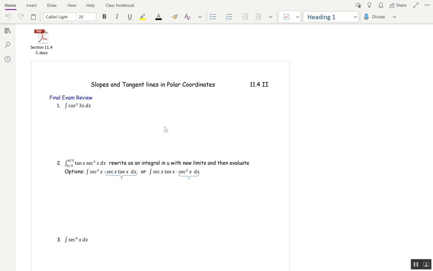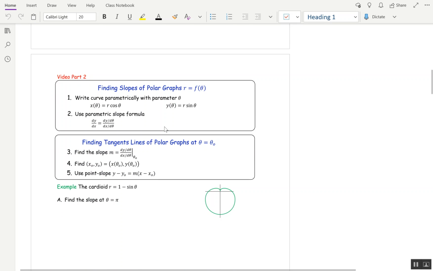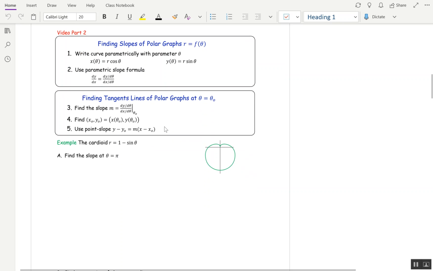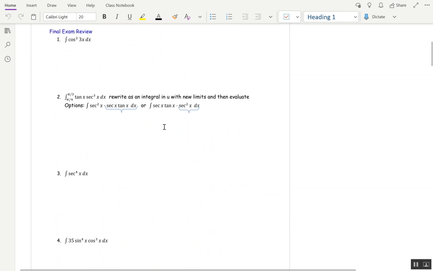This is the second part of section 11.4. We're going to do one page of final exam review problems, and then we'll do another page of review problems finding slopes and tangent lines for polar curves. So all of this is review.